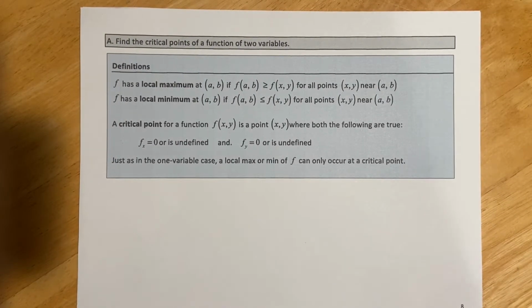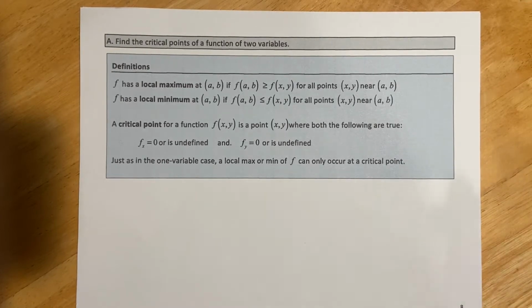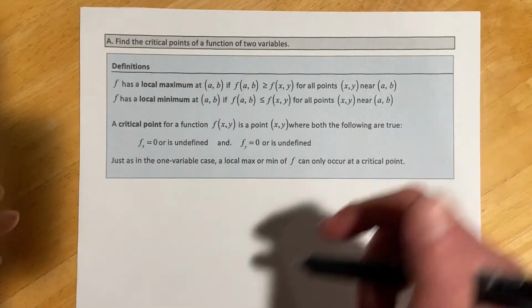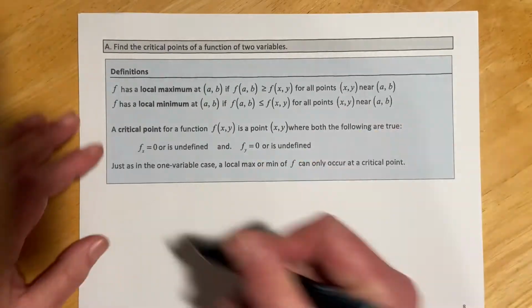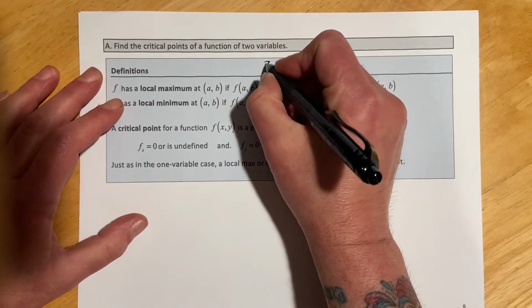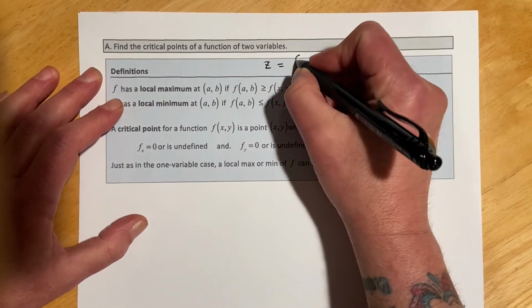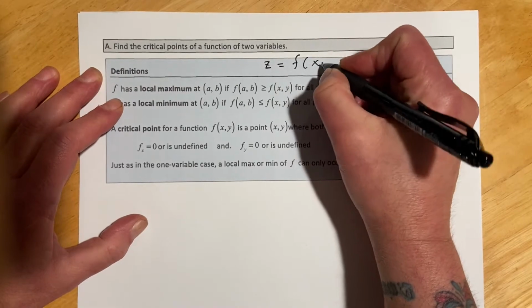Hey everyone, this is Derek, and this is going to be the first of two videos about optimizing functions of two variables. The first video is going to be about finding critical points, and the second video will be about the actual optimization. And when we optimize, remember that's where we're finding local mins and maxes, in this case when we're looking at functions of the form z equals f of x, y.